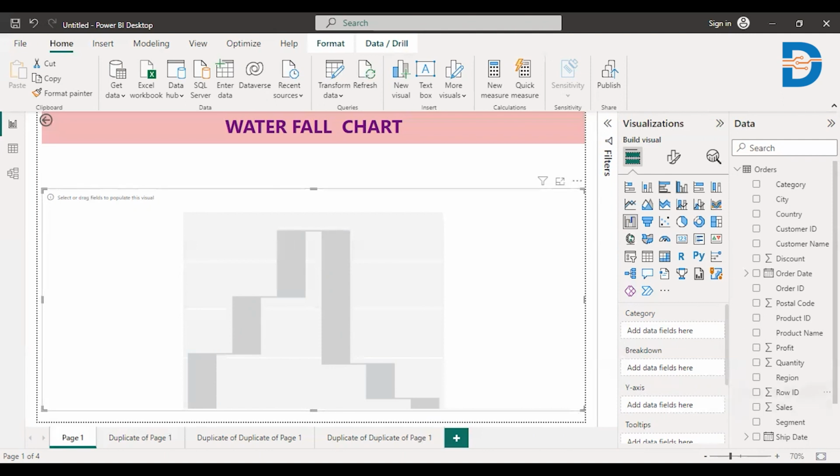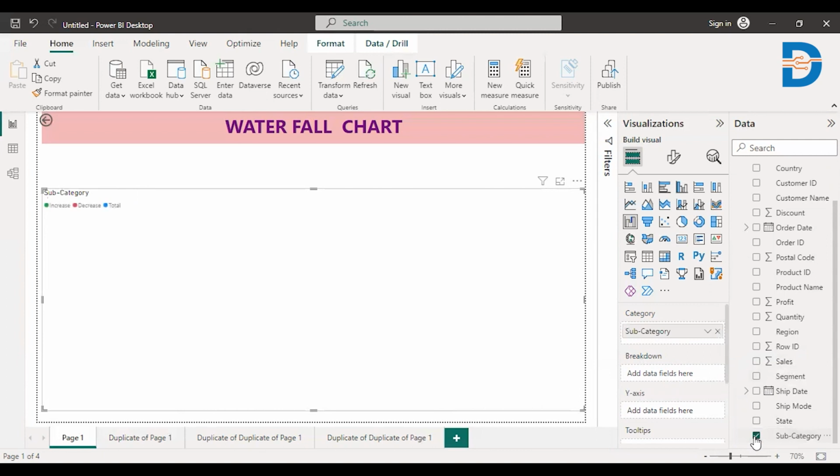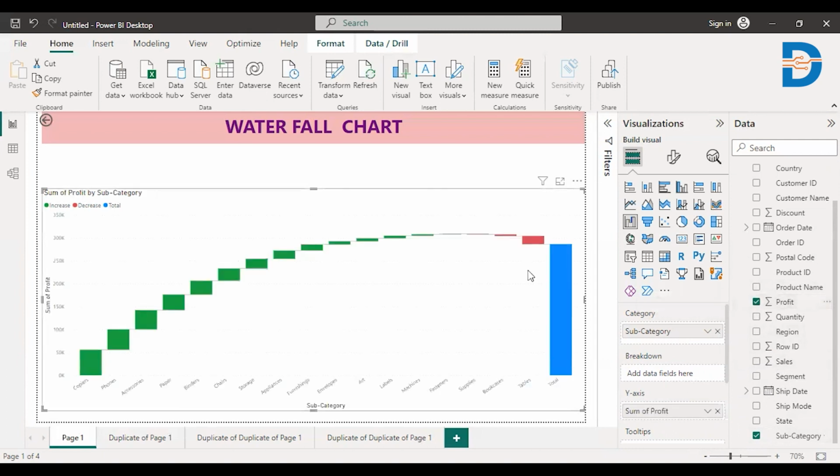For that, one categorical column is required. I want to see which subcategory is giving a positive profit and which subcategory is giving a negative profit. Select subcategory and select profit. And this is how a waterfall chart is going to look.